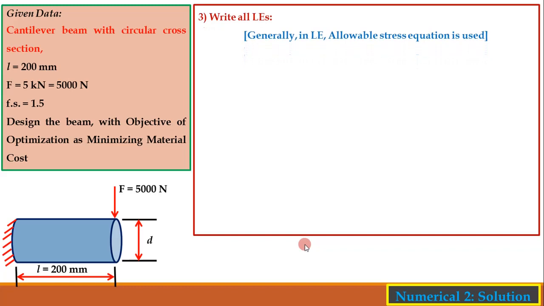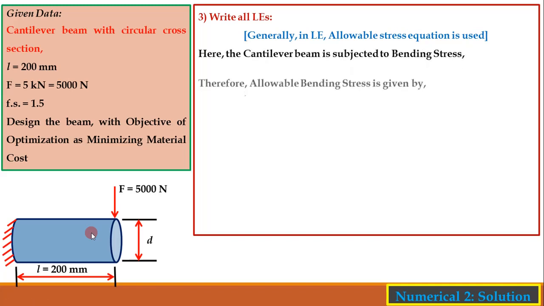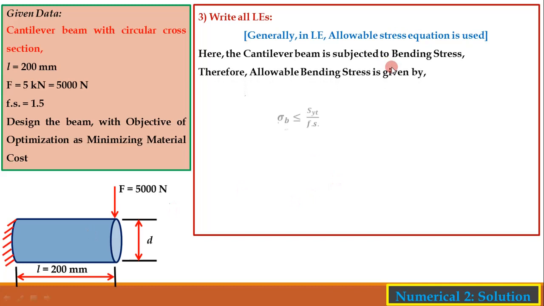Now we'll write the limit equation. As I have explained, the limit equation is the equation of allowable stress. As this cantilever beam is subjected to bending stress, we must consider allowable bending stress. Therefore, the allowable bending stress is given by the equation sigma b less than or equal to Syt upon Fs. So we can replace this inequality sign. So sigma b is equal to Syt upon Fs. Here Fs is given as 1.5, so we can put the value of Fs, and this equation is nothing but the limit equation. Very simple. The allowable stress equation is nothing but a limit equation.